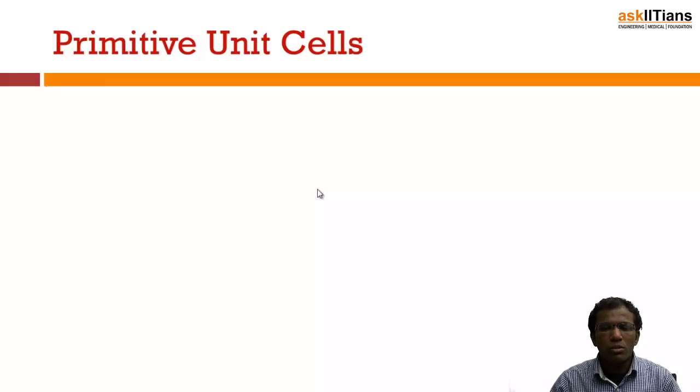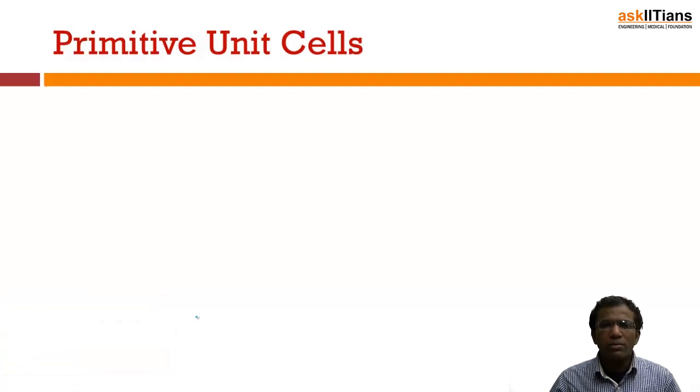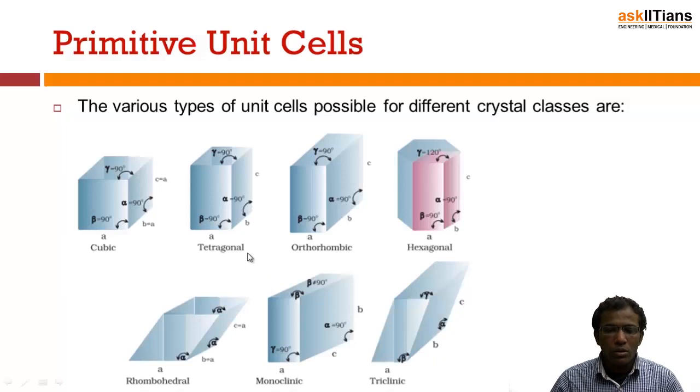Now we are going to discuss primitive unit cells. We already discussed the types of unit cell in our previous part. So how many types of primitive unit cells do we have, and what are the characteristics of these unit cells? The various types of unit cells possible for different crystals, you can see in this picture, where I am showing 7 types of unit cells. So these 7 types of primitive unit cells are possible.